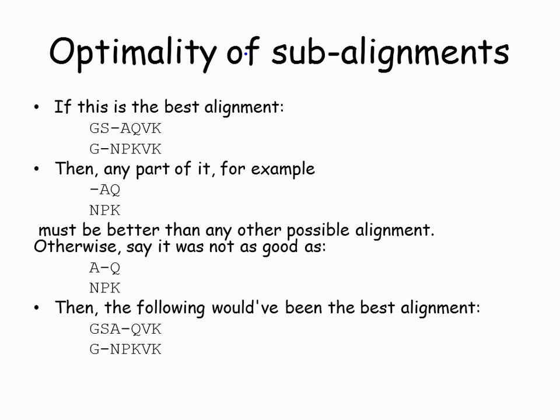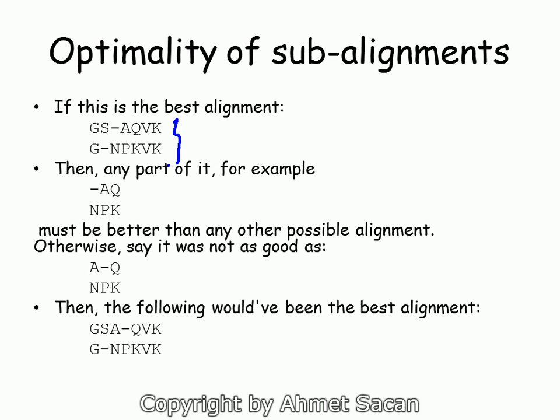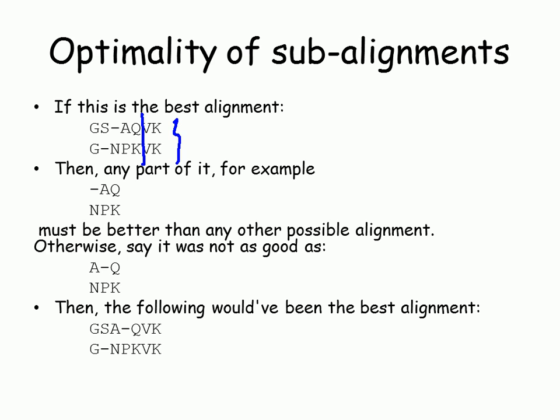Let's say we have an alignment that's the best alignment right here. Okay, then any part of this long alignment should also be optimal. Let's say we take this portion. All right, so this sub-alignment, the sub-portion of the longer alignment, should also be optimal in itself, without looking at what the rest of the two sequences are.